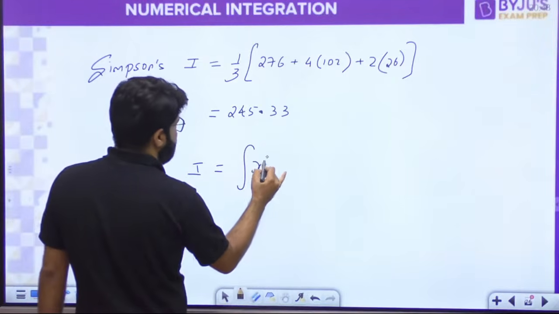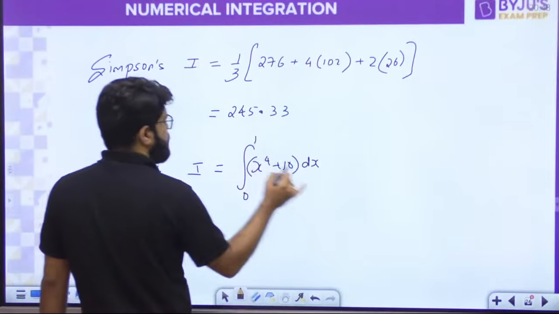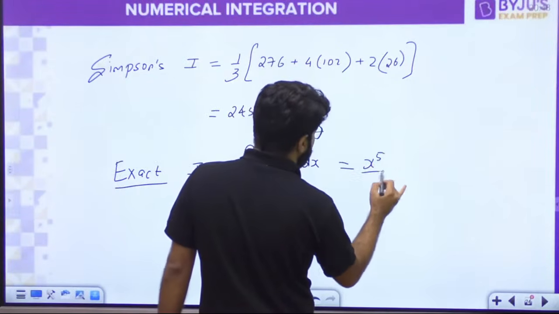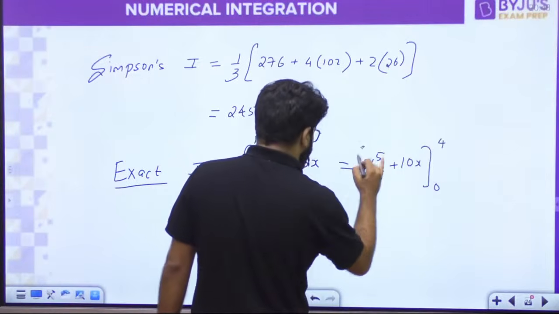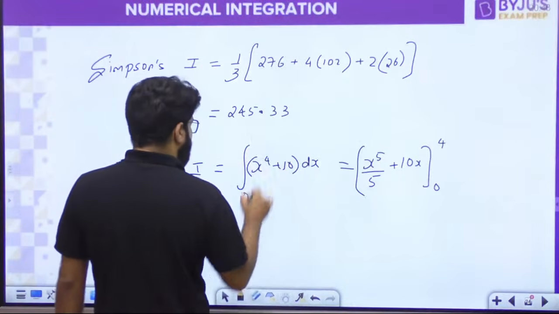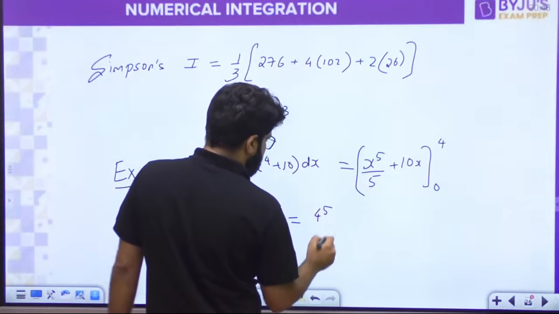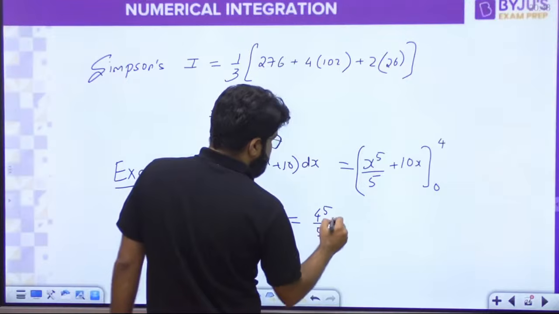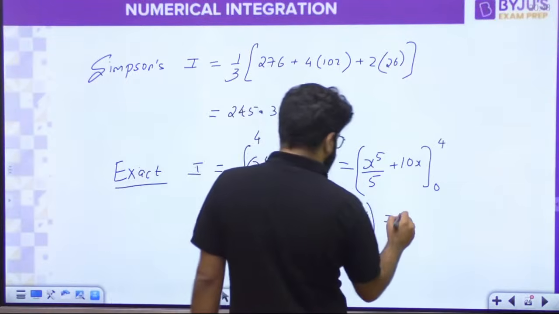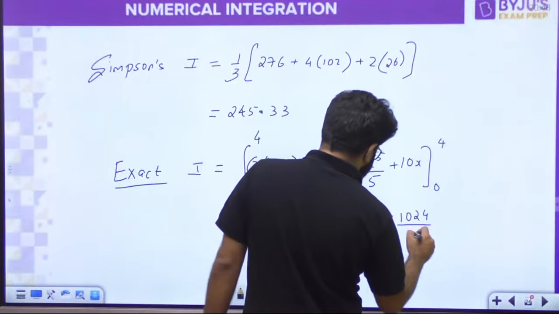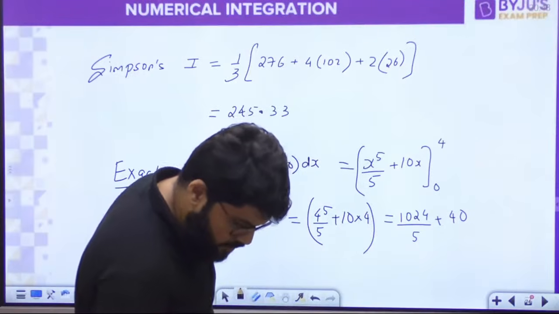Exact integral of x power 4 plus 10, simple integration है ना, limit 0 से लेके 4, right? So that is equal to x power 5 by 5 plus 10x, limit 0 से लेके 4. So this is 4 power 5 by 5 plus 10 into 4, upper limit; lower limit is just 0. 4 power 5, 1024 divide by 5 plus 40. Okay, how much is it turning out?